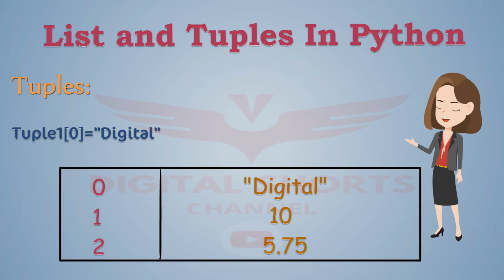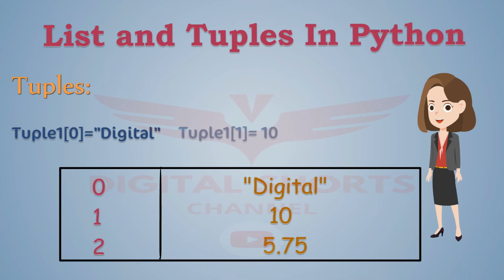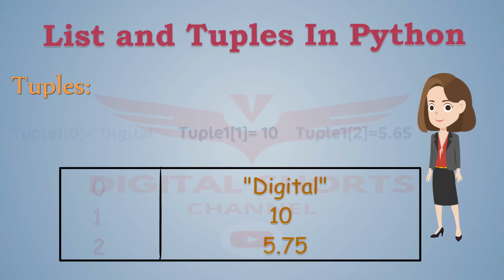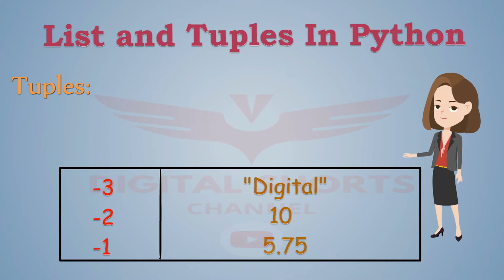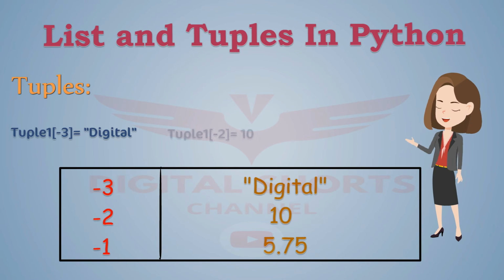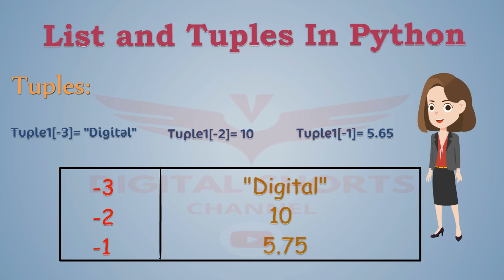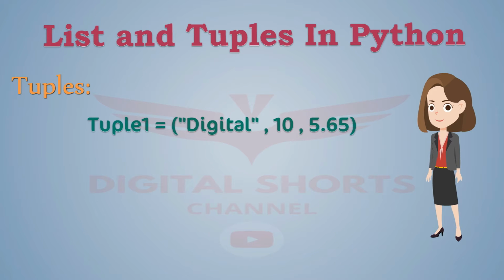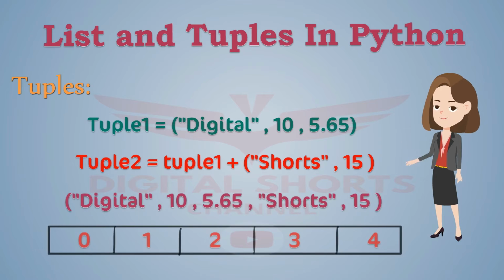We can access the second element as follows. We can also access the last element. In Python, we can use negative index. The relationship is as follows. The corresponding values are shown here. We can concatenate or combine tuples by adding them. The result is the following, with the following index.